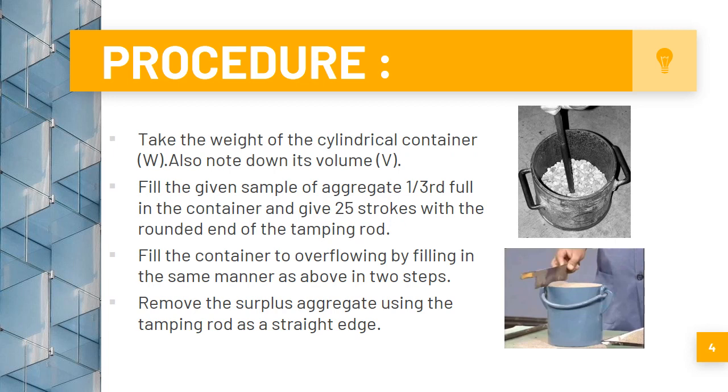The procedure of this experiment is as follows. The first step is to take the weight of the cylindrical metal container that we are using for this experiment and note it as W. We must also note down its volume as V.